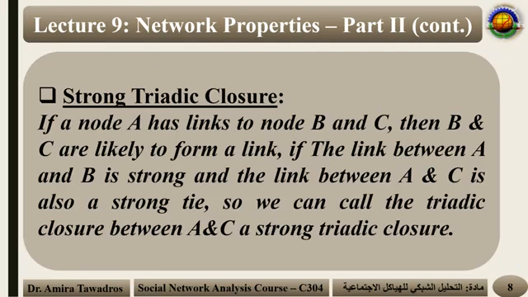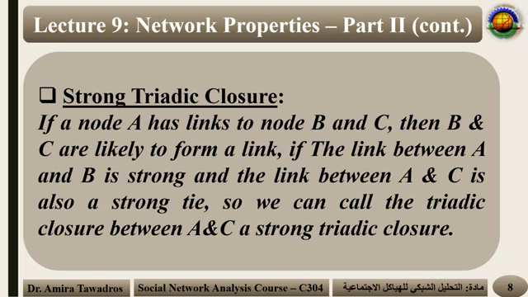Do you remember the triadic closure we discussed in the previous lecture? We can now represent this triadic closure using the notation of strong and weak ties as follows. We can talk about strong triadic closure. What is a strong triadic closure? If a node A has links to nodes B and C, then B and C are likely to form a link, as you studied before.